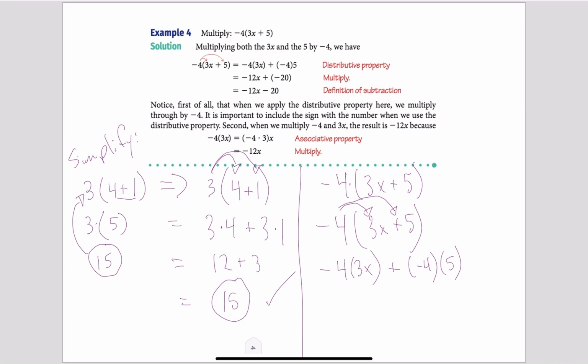Now I'm going to simplify. Negative 4 times 3x is negative 12x. Negative 4 times 5 is negative 20. And then to add a negative is the same as subtracting. So instead of adding a negative, I'll just subtract 20. And so that is the simplified version of that. So even though I couldn't add 3x plus 5, didn't mean I couldn't distribute and simplify some.